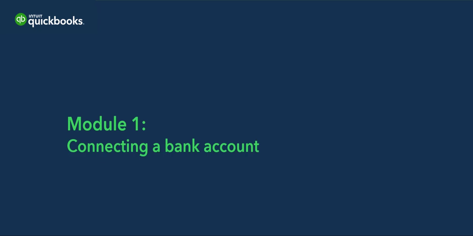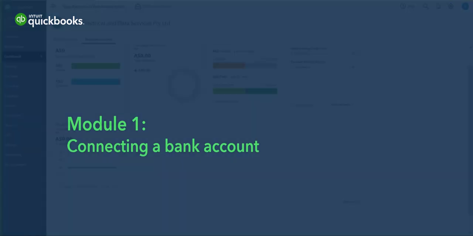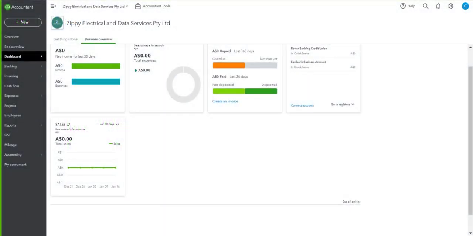Connecting a bank account. When doing the books for a business, it's important all the transactions are included in QuickBooks Online. There are two ways to get a client's transactions into QuickBooks Online. One, by connecting the client's bank accounts into QuickBooks Online, or two, by downloading the transactions from the bank and then importing the transactions manually. In this section, we'll look at how to connect a bank account into QuickBooks Online.